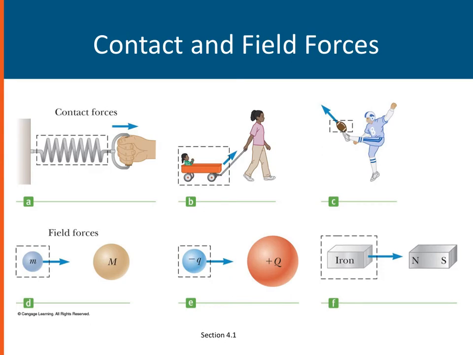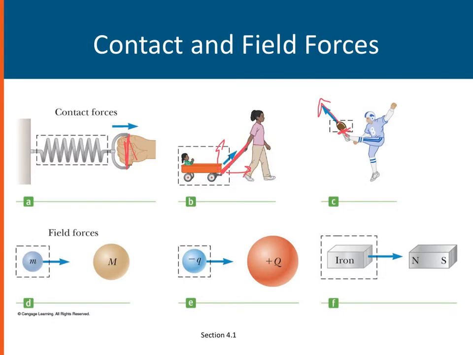Here are some examples of contact forces and field forces. This hand pulling on this spring is a contact force because the hand is in contact with the spring. Pulling on this wagon, also a contact force because the hand is in contact with the wagon. Now notice it is up at an angle, and so therefore its direction does matter, and so this vector will have components both in the x direction and the y direction. And then this football is in contact with the push of the foot, and the force once again has both a magnitude and a direction.